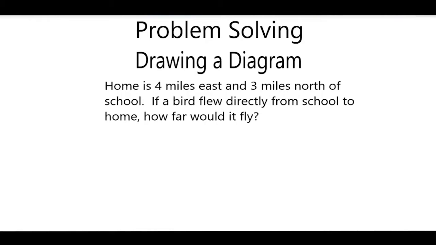So if home is 4 miles east and 3 miles north of school, then I'm going to start with school, okay? So school will be right here. And then it is going to fly 4 miles east. We'll say that's 4 miles east. And then 3 miles north. This doesn't have to be exact. But what I do know is that this is 4 miles. And I know this is 3 miles. And up here is home.